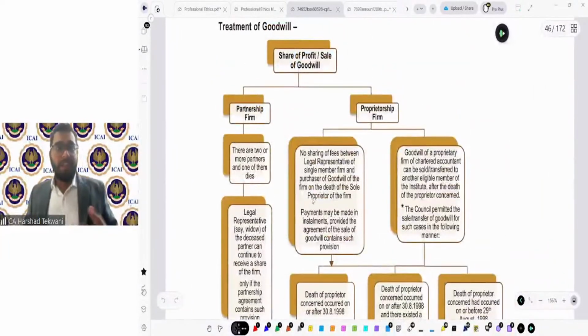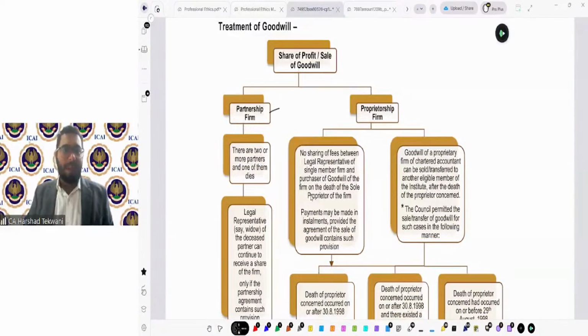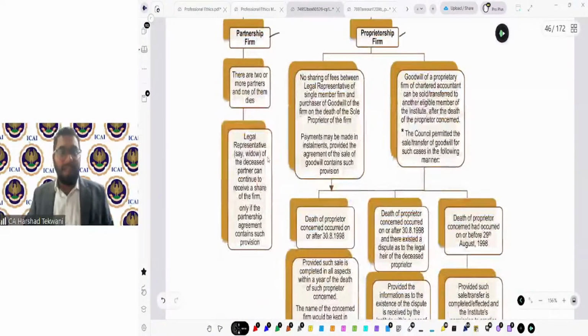Sale of profit or sale of goodwill. When there is a sale of goodwill, what is the scenario? There are two aspects: one, when there is a partnership firm, and one when there is a proprietorship firm. If there is a partnership firm with two or more partners and one of them dies, the legal representative of the deceased partner can continue to receive a share of the firm. This is in line with what we discussed in clause 2.